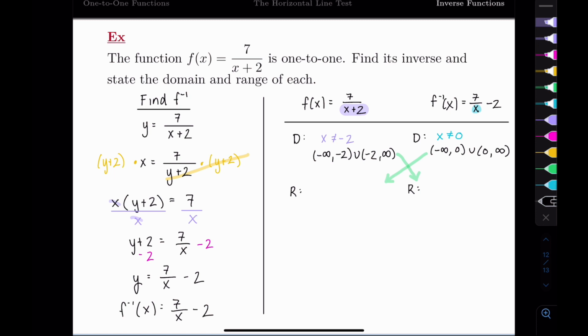So the range of 7 over x plus 2 is negative infinity to 0, 0 to infinity. And then the range of the inverse is negative infinity to negative 2, union negative 2 to positive infinity.